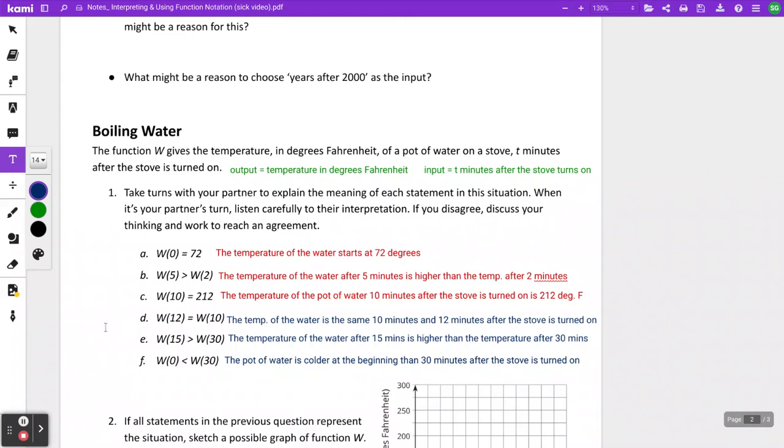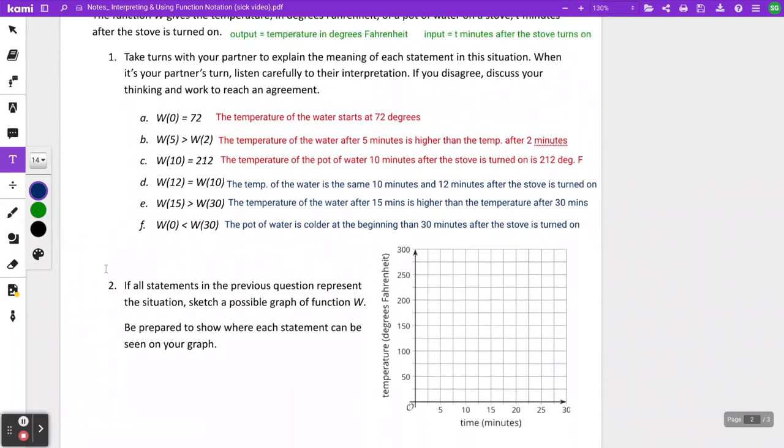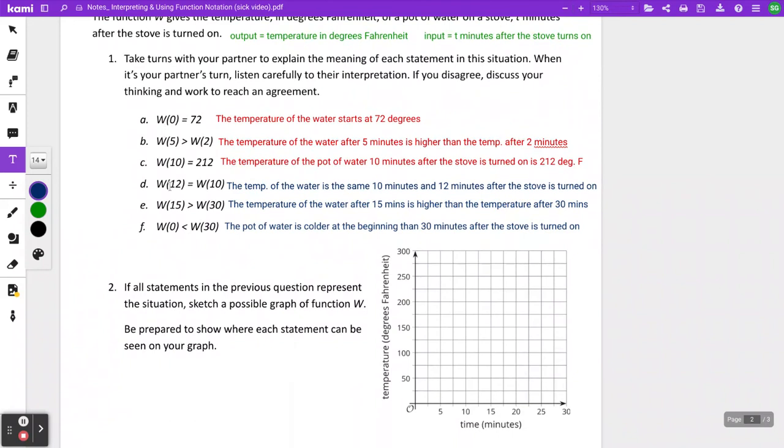Again, function notation isn't something we learn in a day. So as I promised in that last lesson, we're going to keep practicing this again and again throughout the unit. But hopefully you're feeling yourself get a little more confident each time you see one of these. For this last part here, we're going to take all 6 of these statements we just analyzed and use them to help us create a graph.